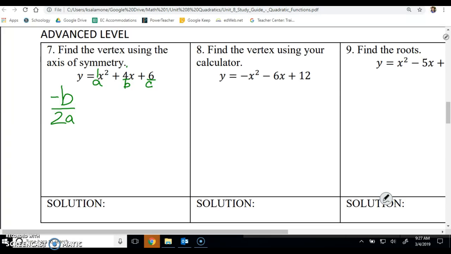We have currently a positive 4 for our b, so we're going to take the opposite of that and make it a negative 4. 2 is always a 2, and our a term is 1. So that reduces with negative 4 over 2, and that reduces to negative 2.